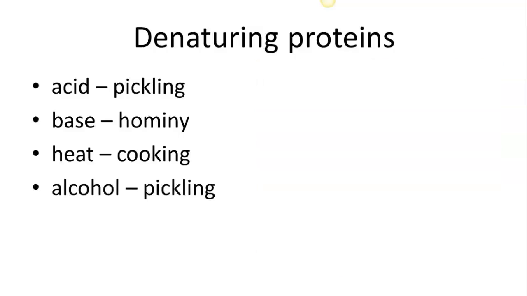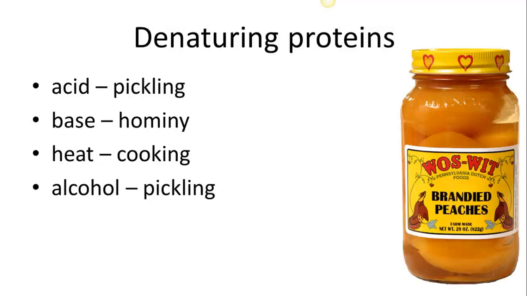And you can do it in alcohol, in which case we call it pickling to a certain extent. And here's a jar of brandied peaches. If you look at the original recipe for maraschino cherries, it consisted of using alcohol as well. But in this case, brandied peaches and other foods like this use alcohol. Now, once you denature it, you can't get the original protein back ever again.